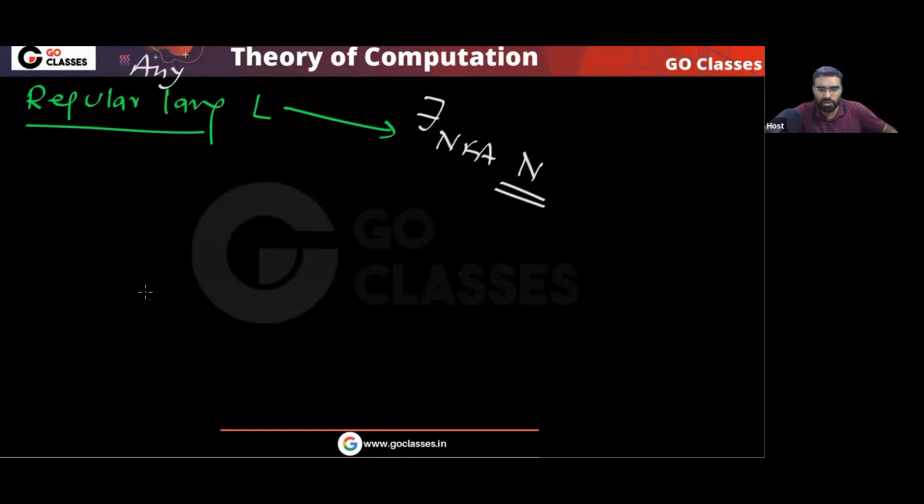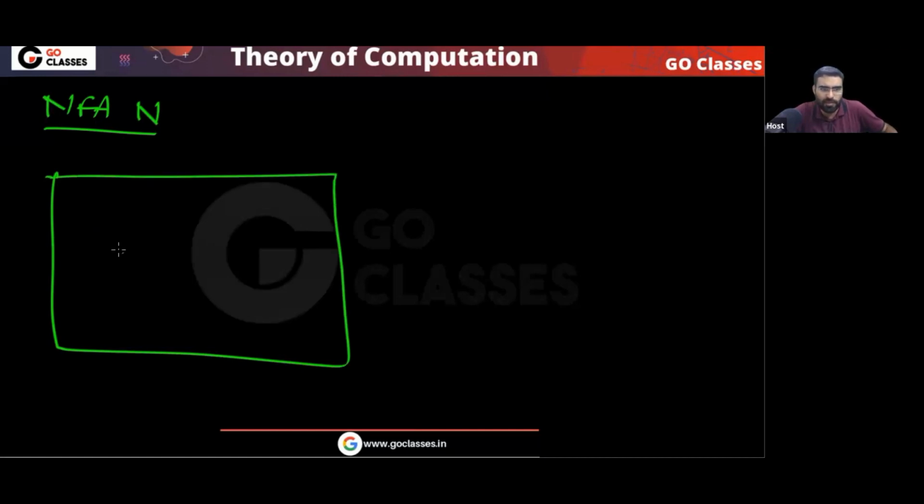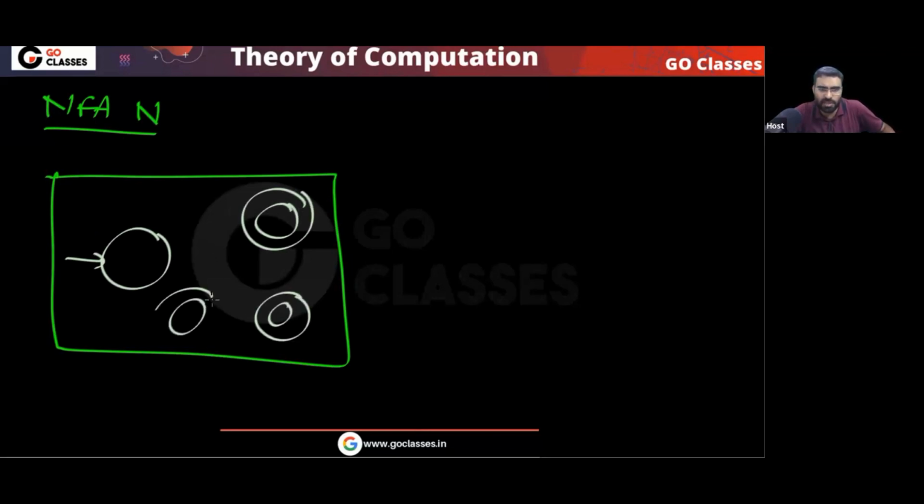Now, what can you do in this NFA N? In this NFA, you have an initial state, some final states, for example, let's assume these are the final states, and some more states, something like this. This is the structure of any NFA. Do you agree with me?